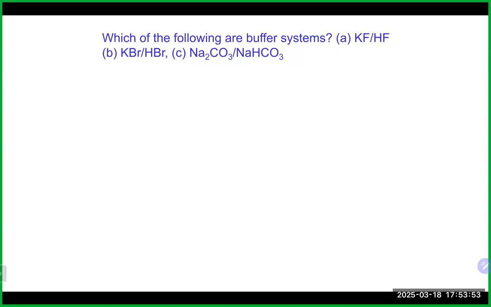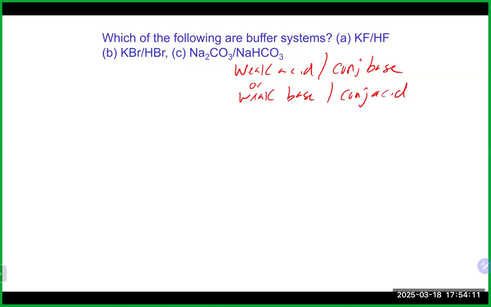Okay, so let's take a look. So remember, as we just talked about, in order for something to be a buffer, you really need one of the two combinations. You need a weak acid and its conjugate base, basically, or you need a weak base and its conjugate acid.